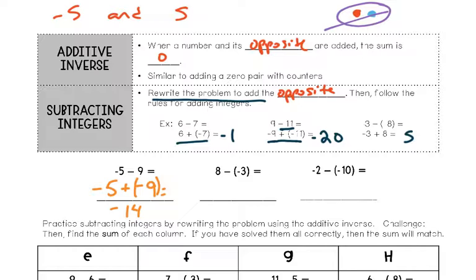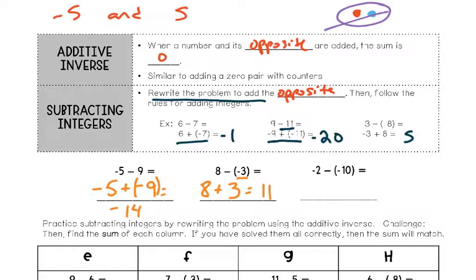So let's go and look at the next one. We'll start by rewriting it. We want to add the opposite. So we'll keep the first number. We always start on the first number. And then instead of minus, we'll add the opposite of -3. So the additive inverse is 3. So 8 plus 3 is normal. 8, 9, 10, 11. So when you see a minus negative, it really means plus plus.